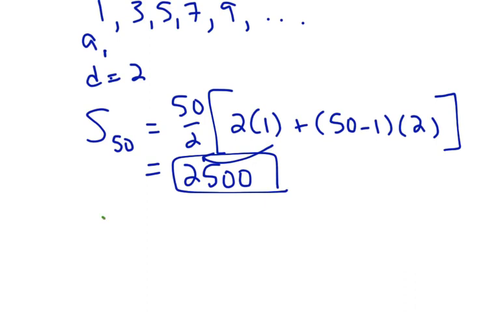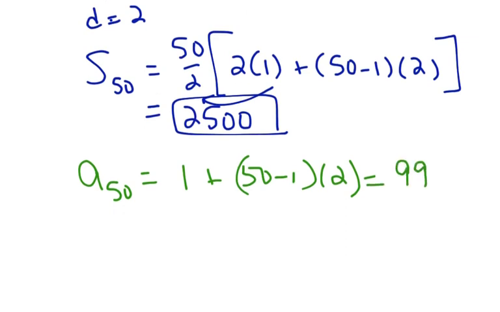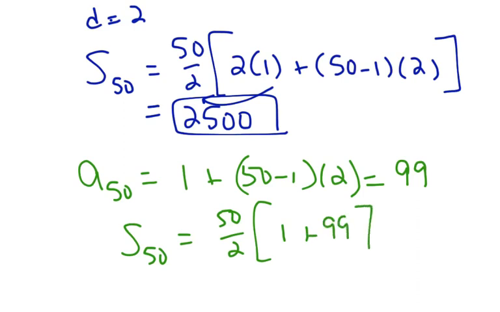Or I could have first found the 50th term by doing a sub 1 plus n minus 1 times d, and I would have found out the 50th term is 99. Then I could have put it back into the other formula, n divided by 2 times a sub 1 plus a sub n, and I'd end up with the exact same answer.